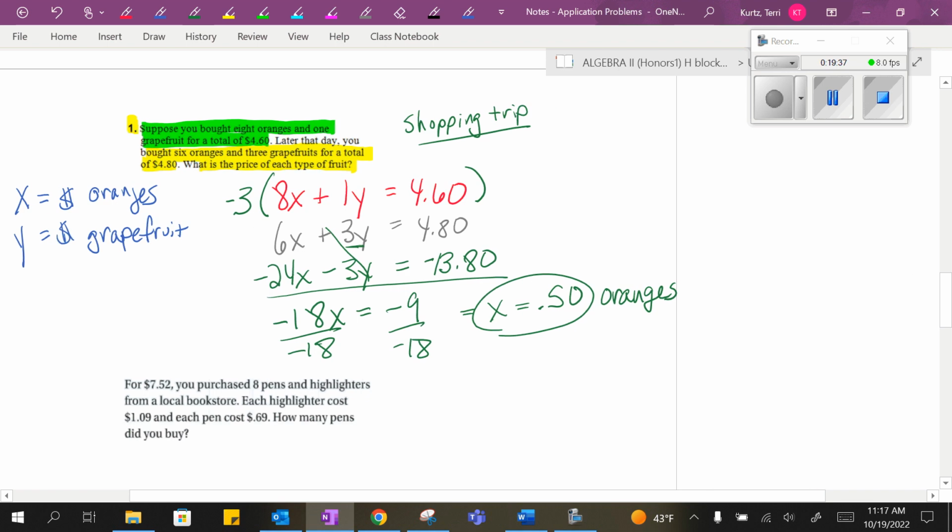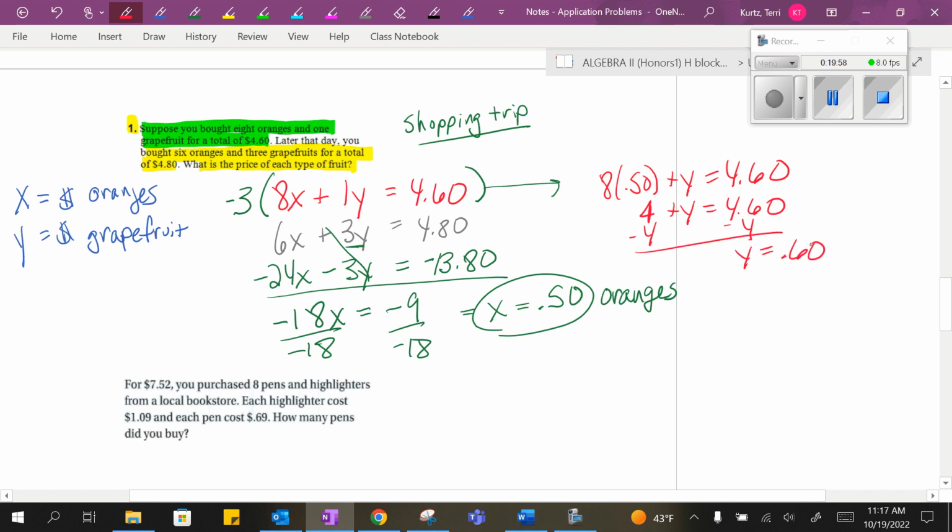If I plug it in, I'm going to plug it into this first equation up here to find my price of grapefruits. So 8 times 0.5 is, again, just like 8 times a half, so that's going to be 4. I get y equals 0.60. So that means 60 cents for a grapefruit. So I've got 50-cent oranges and 60-cent grapefruits.